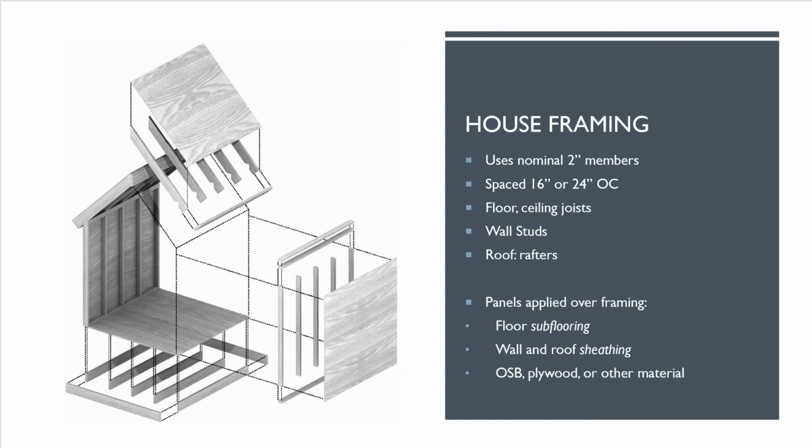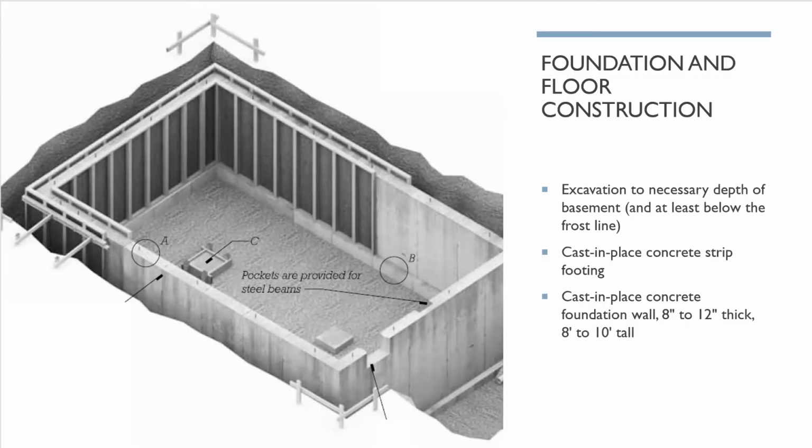Once we've created the skeleton or the frame of the house, we can go ahead and apply panels over the framing to lend additional support. For a floor, we call that subflooring. For walls and roof, we call that sheathing. So think of OSB, plywood, or another similar material. Those are our sheathing or subflooring materials.